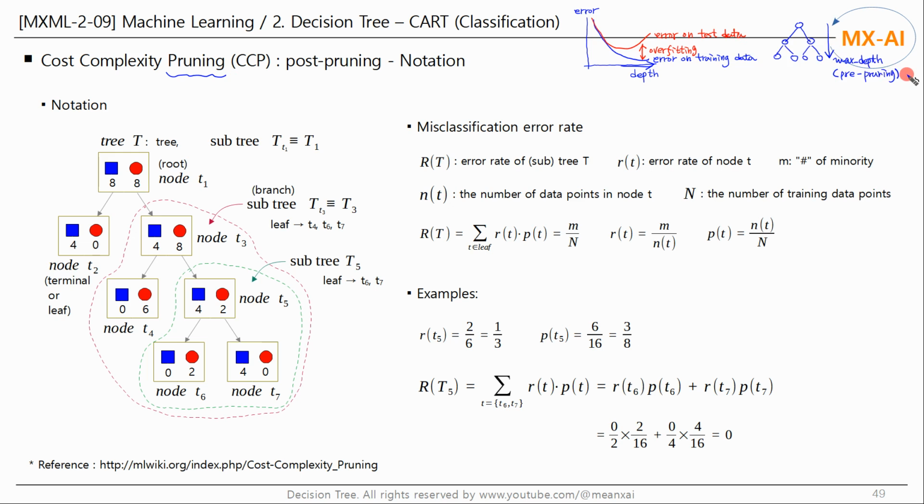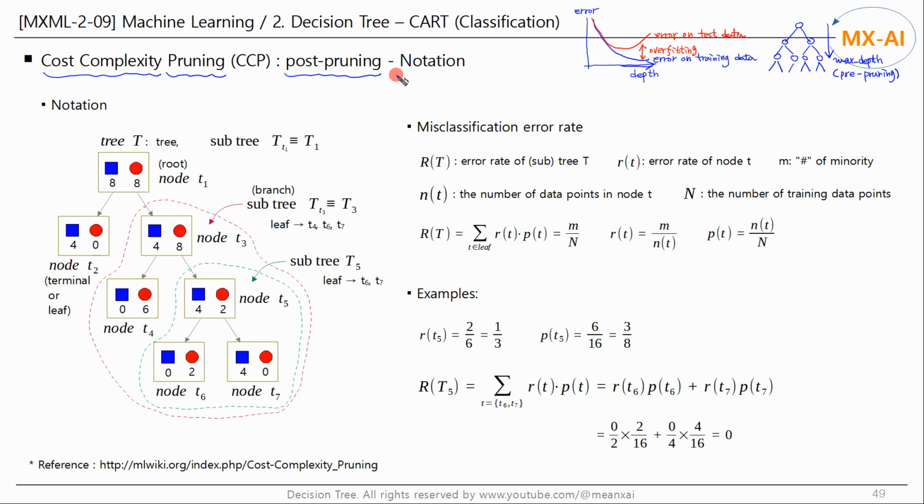The second approach is post-pruning. Instead of restricting the tree up front, we first let the tree grow fully, typically until it perfectly fits the training data, and then gradually remove branches that don't contribute to generalization. Cost complexity pruning falls into this category. This algorithm was proposed by Leo Breiman and his colleagues when they introduced the CART algorithm in 1984.